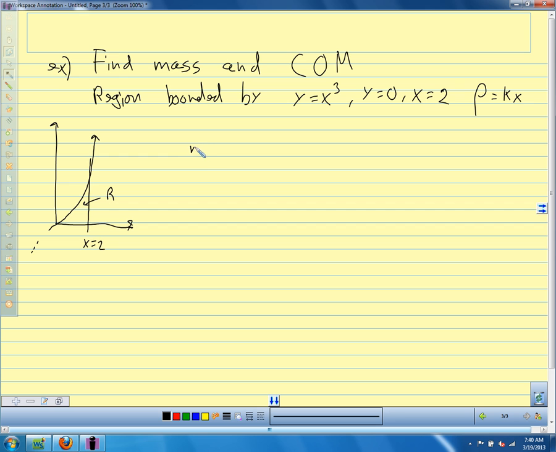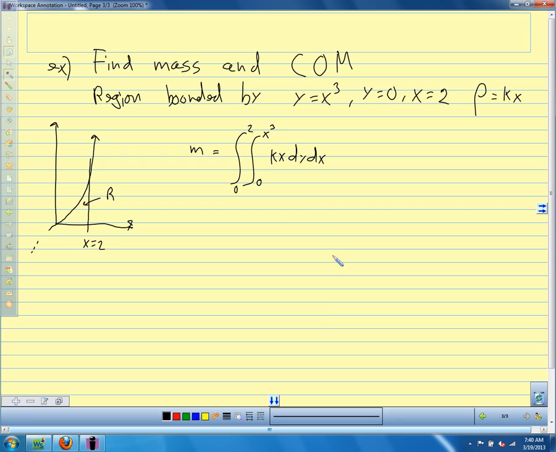So find our mass first. So our mass is just going to be the integral of our density, k times x, and our vertical rectangle we're going to do dy dx. So our inner limits of integration, our y limits of integration, y varies from what to what? 0 to x cubed, and x is going to vary from 0 to 2.